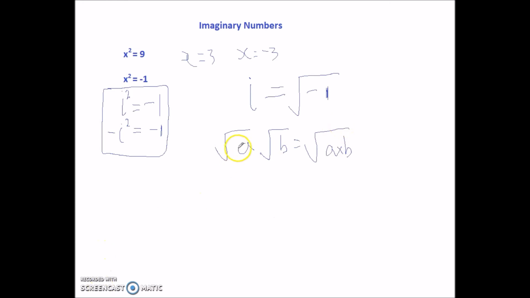In the situation where a is equal to -1 and b is equal to -1, and we apply this rule, we would end up with root of -1 times -1, which, with two negatives multiplied, gives us root 1, which will just give us 1. But that's not right, because that should equal -1.